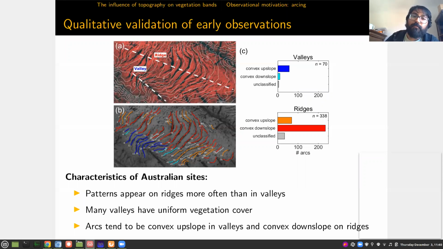But the thing that he found that really surprised us was that the overwhelming majority of the bands appeared on ridges in this region in Australia. And this was the exact opposite of what we saw when we were looking in that region in the Horn of Africa, where I showed you initially. There we saw almost all of the vegetation bands appearing within these valleys, okay? And so that was the first realization that helped us put our modeling results into context.